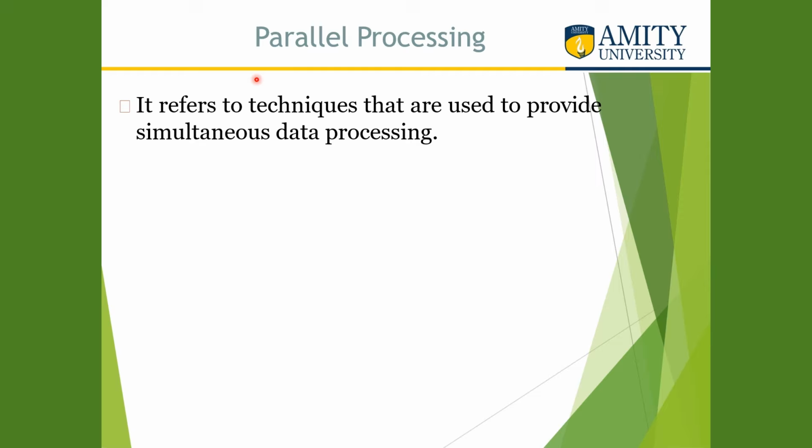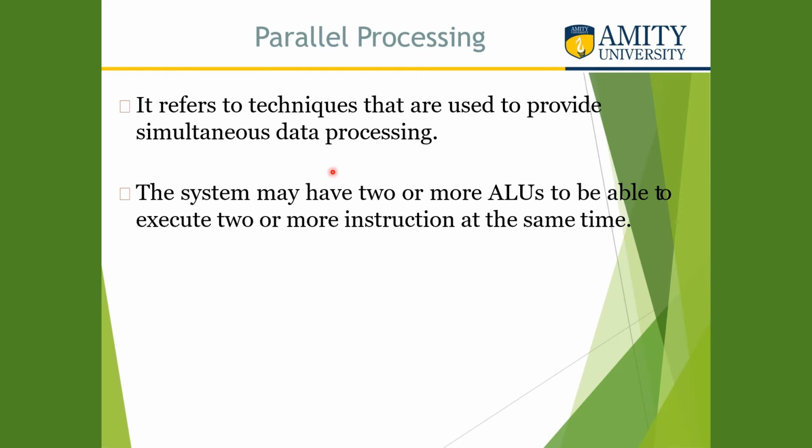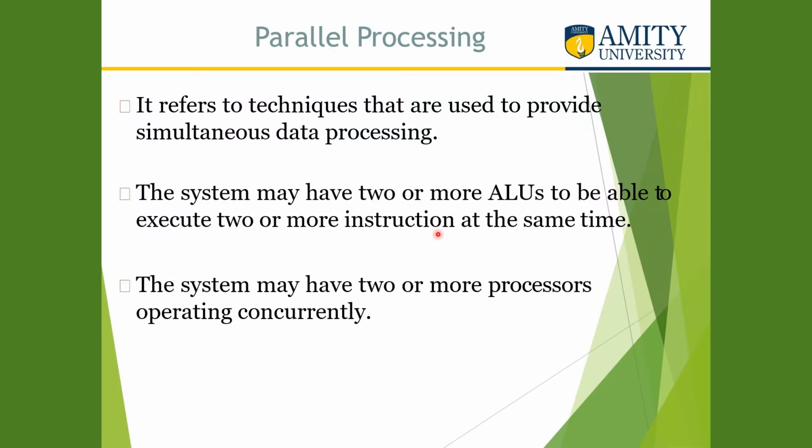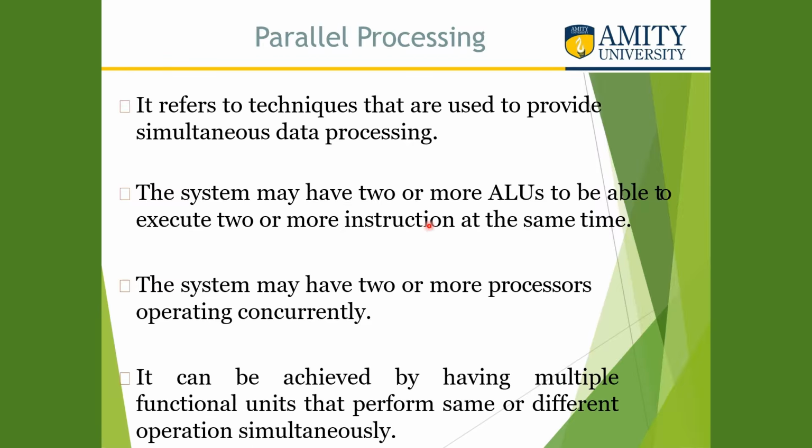Starting with the first topic of parallel processing. Parallel processing is basically a technique that is used to provide simultaneous data processing. That means we can execute two or more instructions at the same time. The core requirement of this to happen, we need multiple ALUs. We have arithmetic logic units, arithmetic and logical units. So when we have many ALUs, we are able to send an instruction to each of them, so that each processor, like each unit, can parallelly process and execute the instruction.